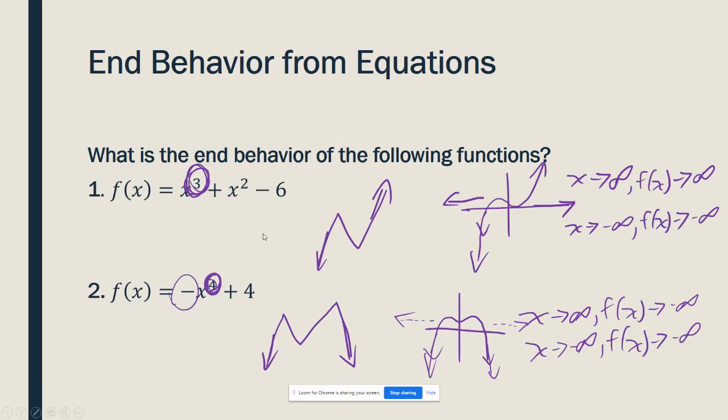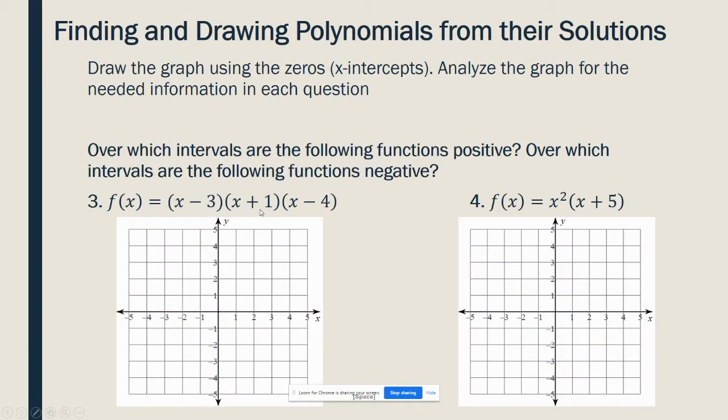Okay, now the last little bit we're going to talk about is finding and drawing polynomials from their solutions. If I know the degree of a polynomial function and I know what the solutions are, I can draw a rough sketch of what that function would look like and know what the x-intercepts are, the positive and negative intervals, and the end behavior.